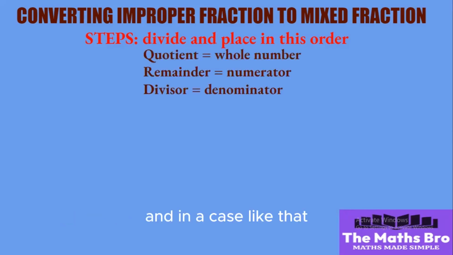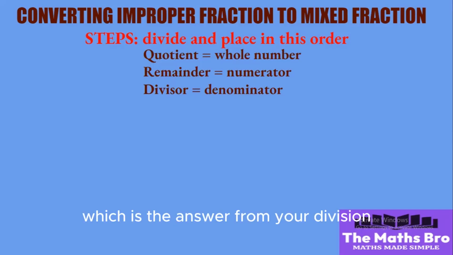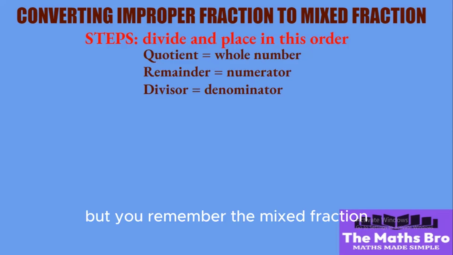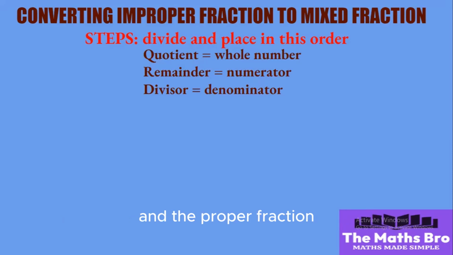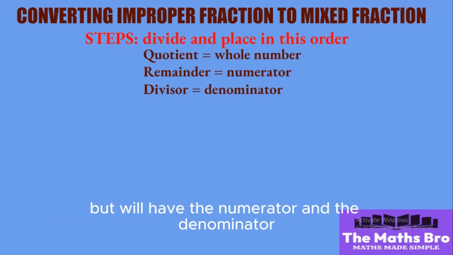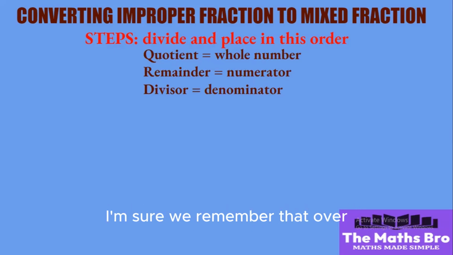And in a case like that, all you have to do is arrange it in this format. The quotient, which is the answer from your division, will become your whole number. Of course, you remember that our mixed fraction consists of a whole number and a proper fraction. The proper fraction part has a numerator and a denominator. I'm sure we remember that.